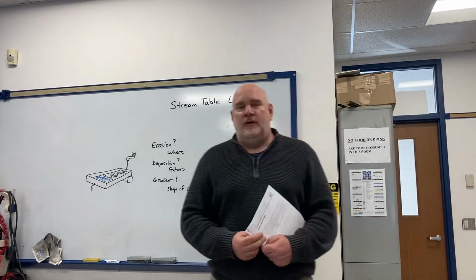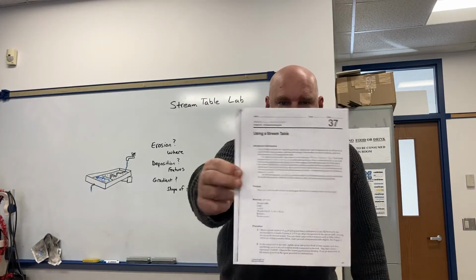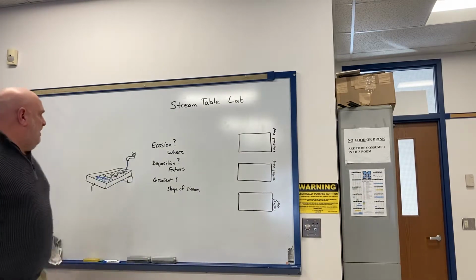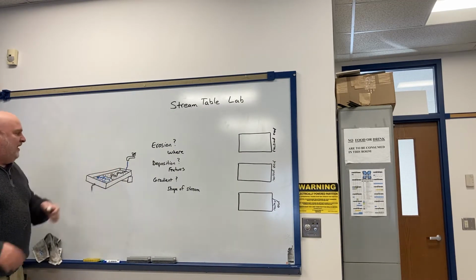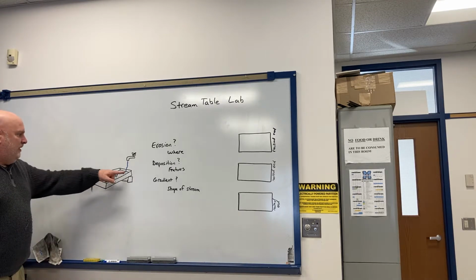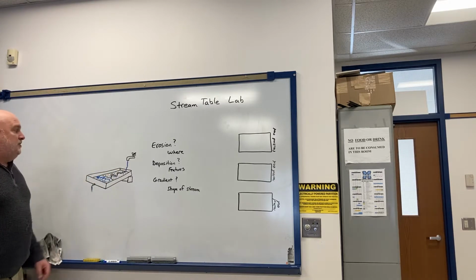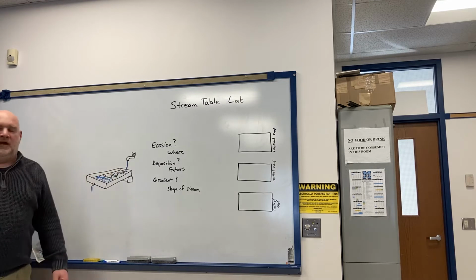All right, today we are going to be doing the stream table lab. A stream table is a table, kind of like a box, and it has a bunch of sand in it, and you make a little channel for a stream in it. What you do is you turn on the water and let the water flow through that little stream channel.